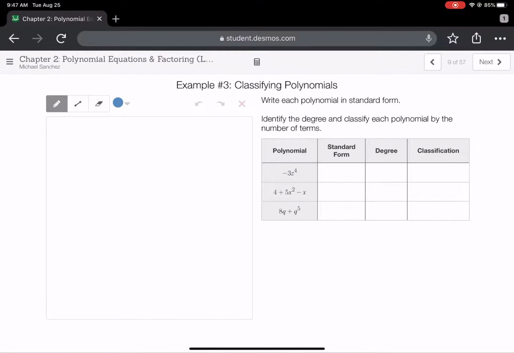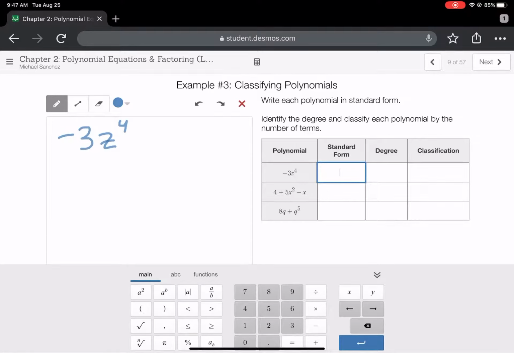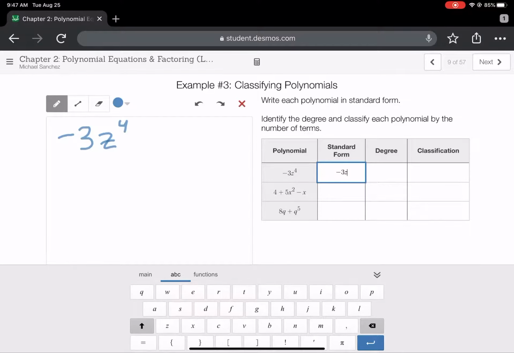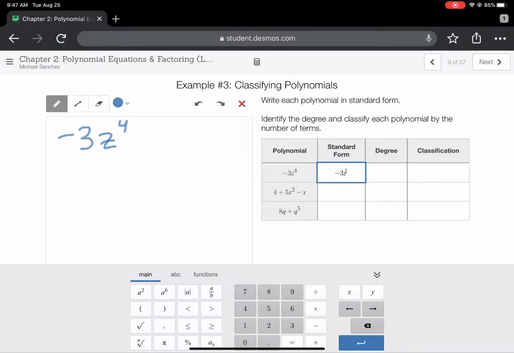All right, so here is a step even further. We're going to identify different parts of the polynomial, and we're going to classify what type of polynomial it is. So standard form is the first part. We've got to write each polynomial in standard form. Remember, in standard form we put them in order from largest degree to lowest. Now this one here has only one term, so I don't need to reorganize or rewrite it because it's already in standard form.